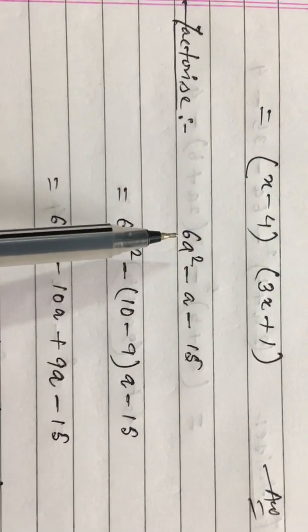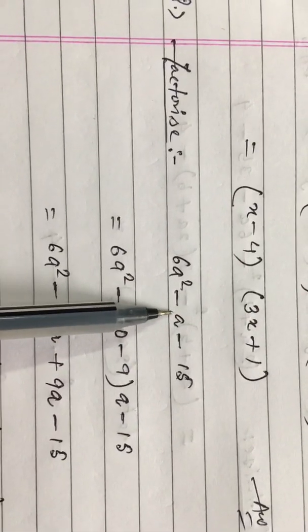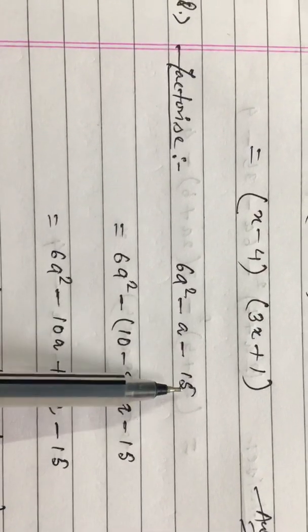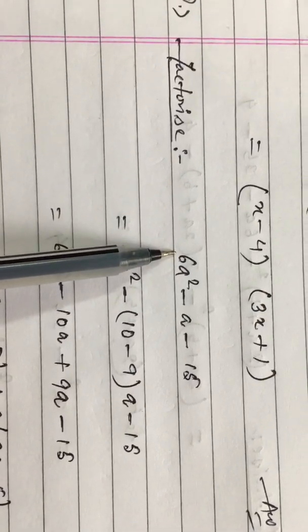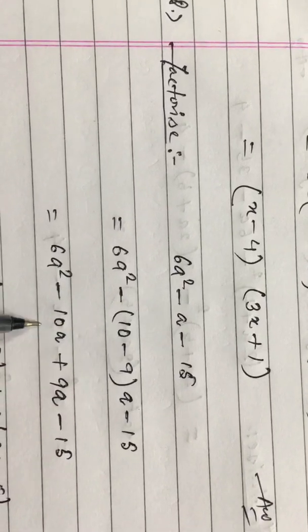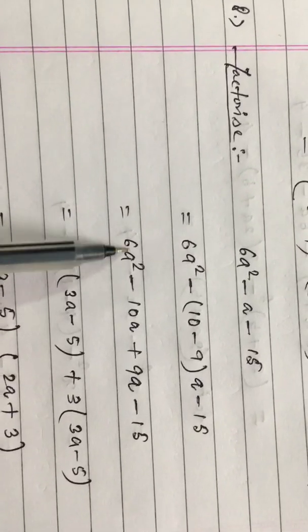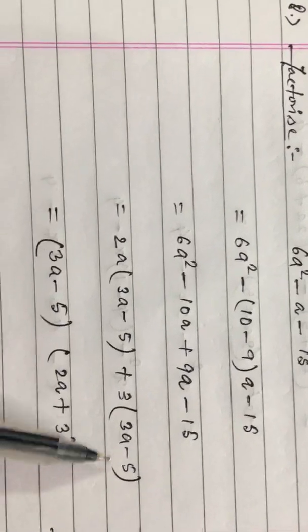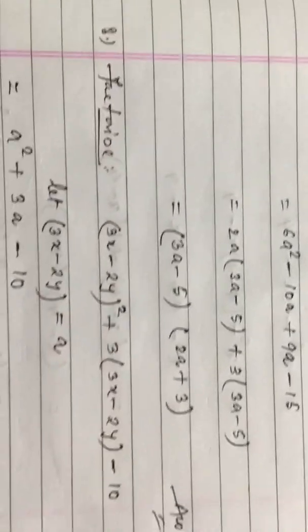Factorize 6a square minus a minus 15. You can suppose that 1 is hidden there. After adding or subtracting, 1 is the required term. So first we have to multiply 15 into 6, that is 90. 10 nines are 90. So 10 minus 9, that is 1. So 6a square minus 10a plus 9a minus 15. Now 2a is the common: 2 threes are 6, 2 fives are 10. 3 is the common: 3 threes are 9, 3 fives are 15. So 3a minus 5 is the common, and 2a plus 3, that will be the answer.